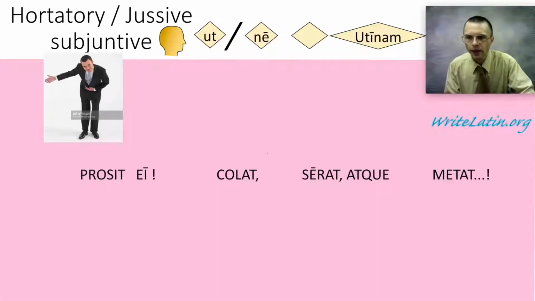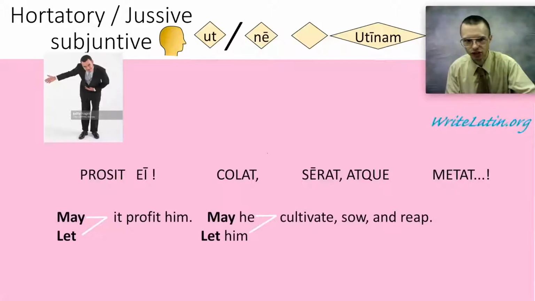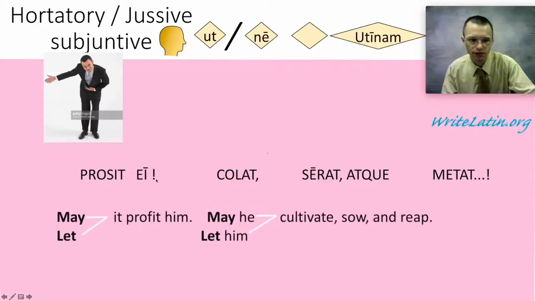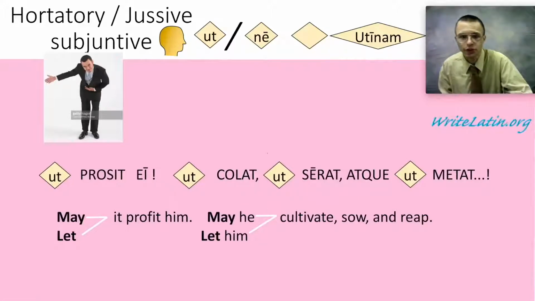Okay, so our next subjunctive is the hortatory subjunctive, and this is the easy one, which does not need either a main verb or even a conjunction like ut. So it can just be colat. That's a sentence right there. Let him cultivate it. Prosit ei, may it profit him. May he cultivate, may he sow, may he reap, or let it profit him, let him cultivate, let him sow, let him reap.